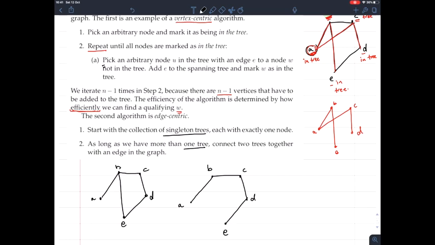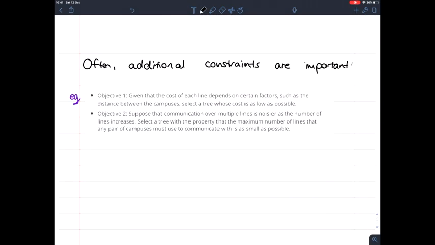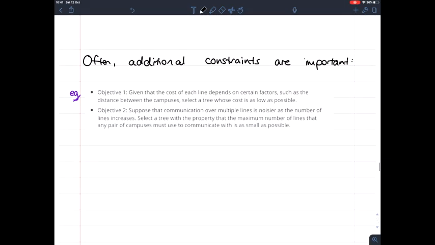So edge-centric and vertex-centric are the two algorithms we've looked at. It's often the case that we're not just looking to, for example, minimize the number of edges. There might be other constraints that are important. For example, you can imagine that the cost of each line in the network might depend on factors such as the distance, and possibly whether the line has to be overground or underground, in which case that will affect the tree that you pick, because we want the tree whose cost is as low as possible.